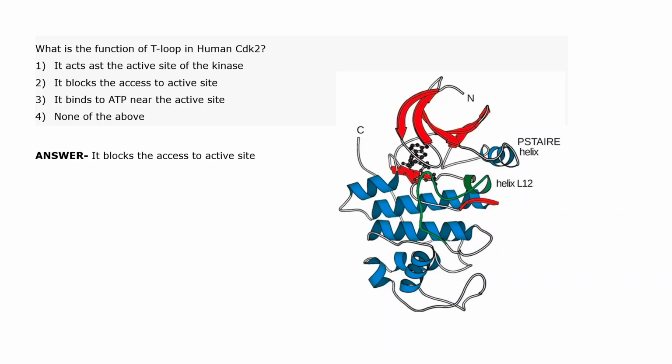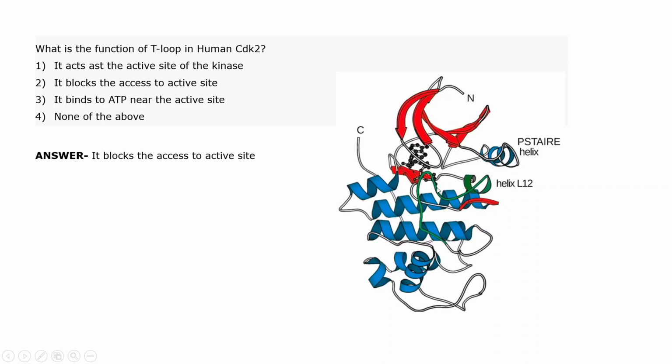So basically this is a structure of human CDK2. You can see parallel and anti-parallel beta sheets, and these are alpha helices that are present here. You can see the random coils also present here, right? And you can also see the ATP molecule that is present here. The PSTAIRE helix is actually found in this alpha helical loop that is found here.